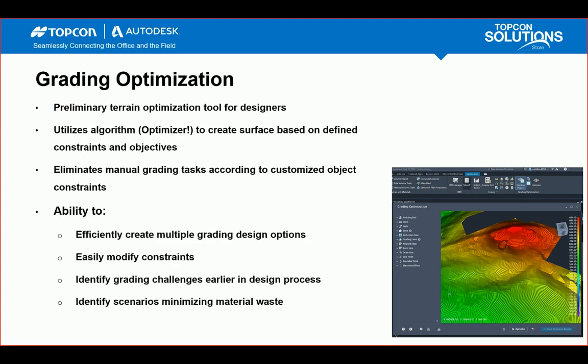Okay, so the ability with grading optimization is you can officially create multiple grading design options. Like I said, every time you run the optimizer and let it cook for a bit, you can send a surface back to Civil 3D. You can easily modify constraints, turn constraints on, turn constraints off, make the constraints a little bit more strict or less strict. It's all easily done within grading optimization.